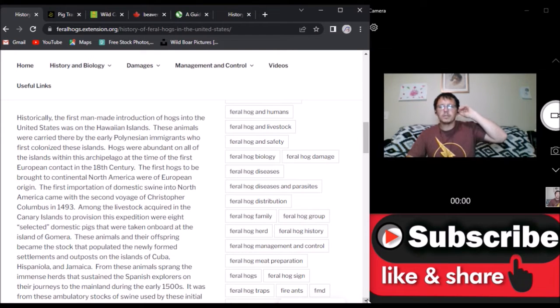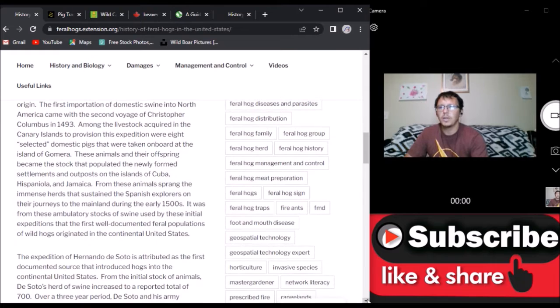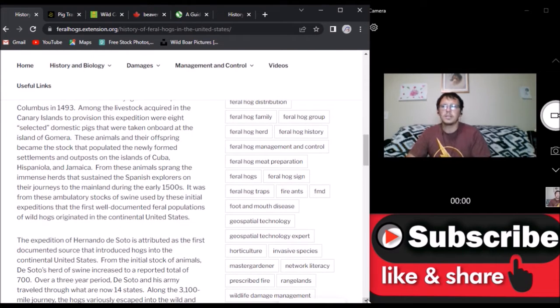The first importation of domestic swine into North America came with the second voyage of Christopher Columbus in 1493. Among the livestock acquired in the Canary Islands to provision this expedition were 8 selected domestic pigs that were taken on board at the island of Gomera. These animals and their offspring became the stock that populated the newly formed settlements and outposts on the islands of Cuba, Hispaniola, and Jamaica. From these animals sprang the immense herds that sustained the Spanish explorers on their journeys to the mainland during the early 1500s.